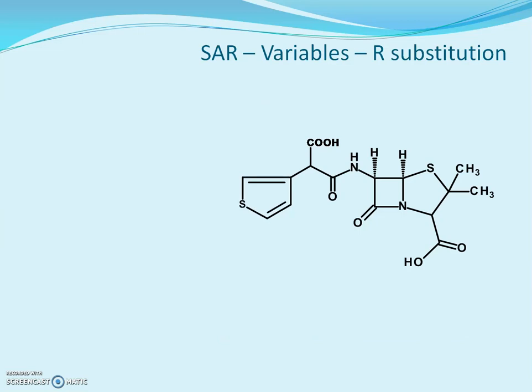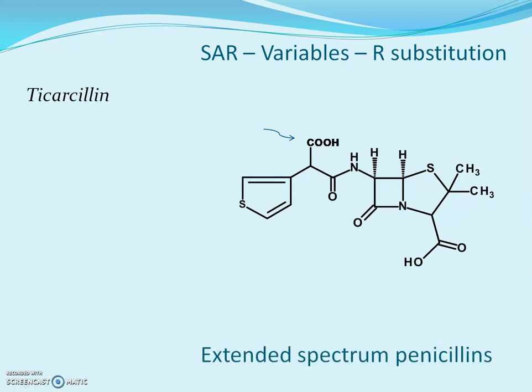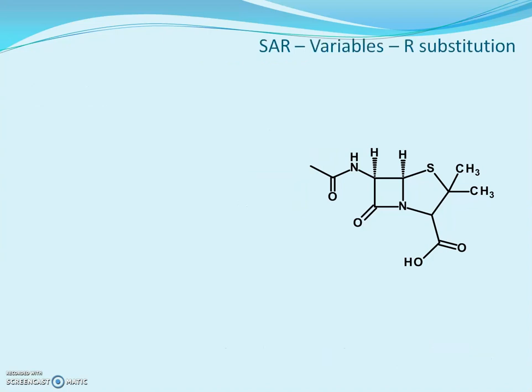Another drug in this group of carboxypenicillins is ticarcillin, where we have a thiophene ring attached instead of a benzene. This drug has an extended spectrum because it can act against more bacteria as compared to the other drugs, some specific bacteria, and therefore it is better to use these drugs.